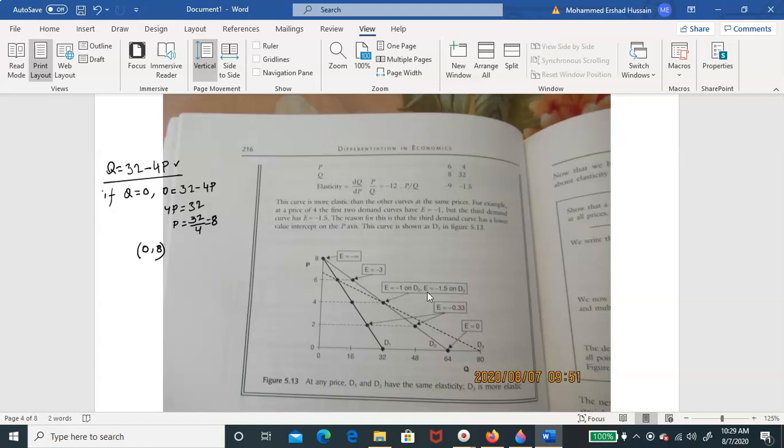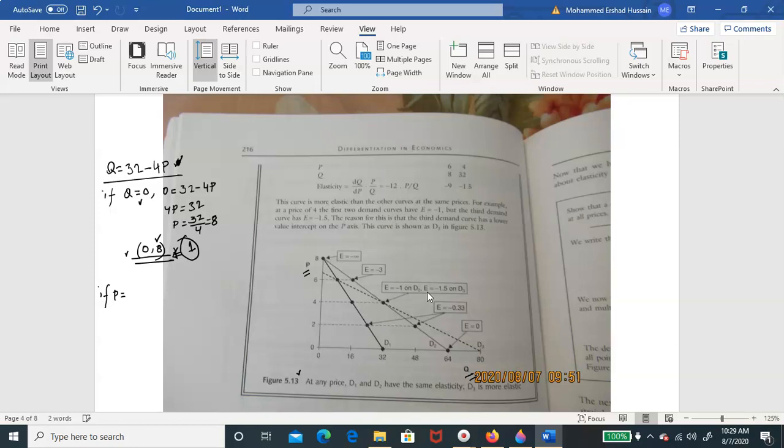And be careful. P we are plotting on the vertical axis, and Q on the horizontal axis. So in the Cartesian plane, the horizontal comes first, which in this case is Q equal to 0, and at Q equal to 0 the corresponding price is 8, and this point will be on this straight line. To identify the straight line, we need 2 points. This is the first one.